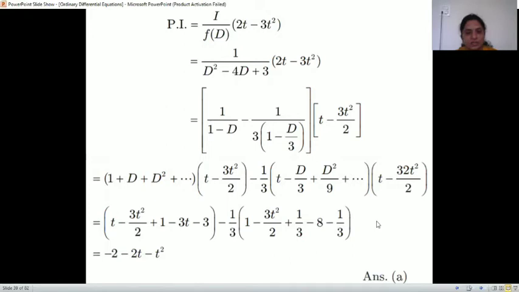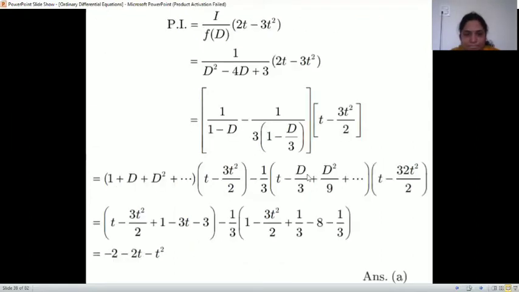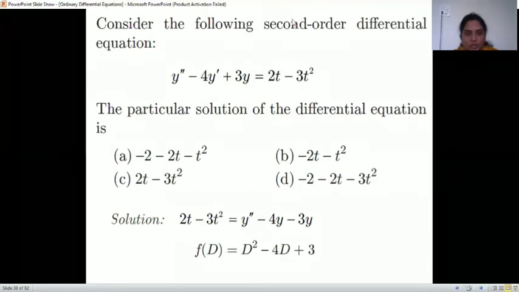So the correct answer you'll get is minus 2t minus t square. So option A will be the correct answer. You can check. Now, anyone got that? Okay. Should we go to the next example then?